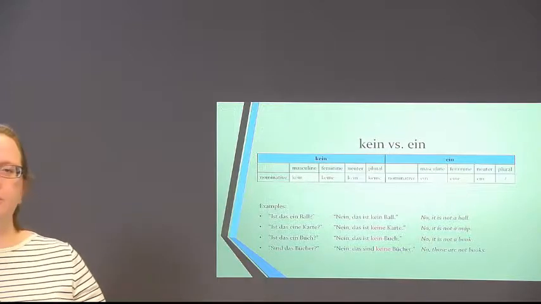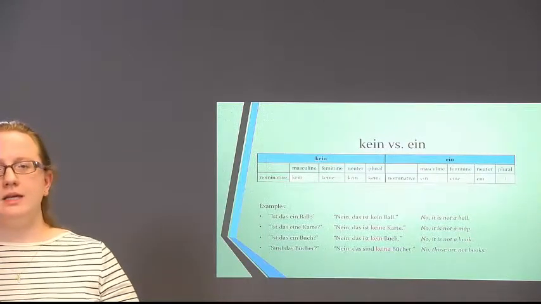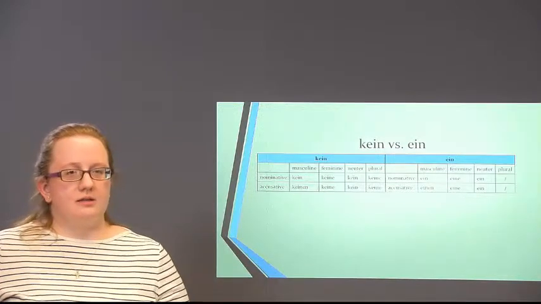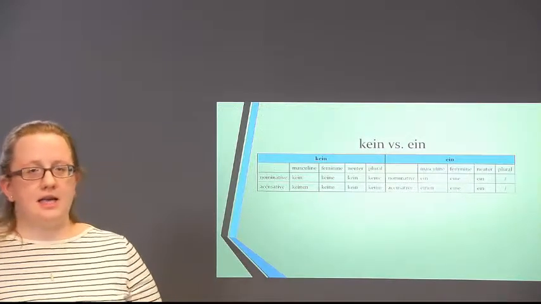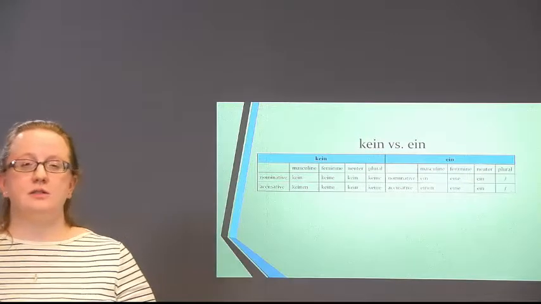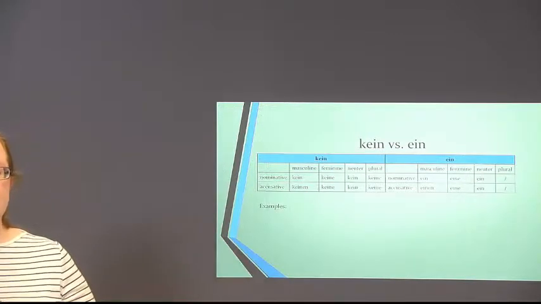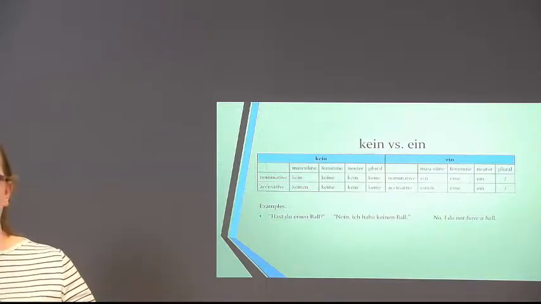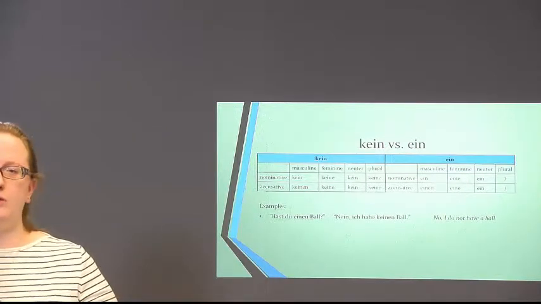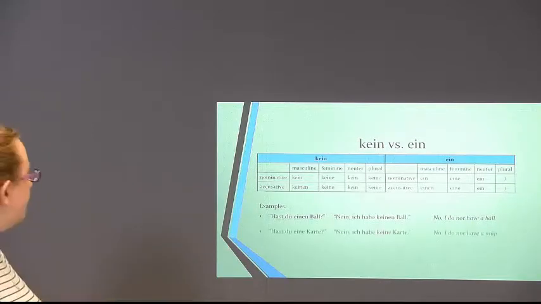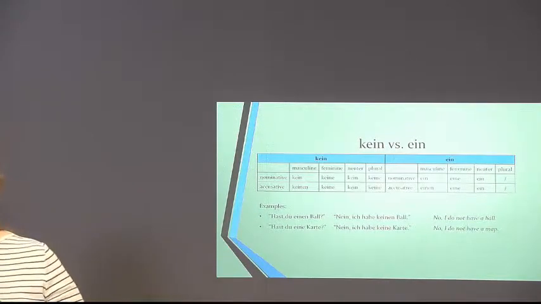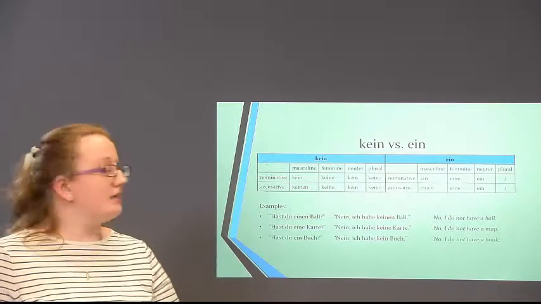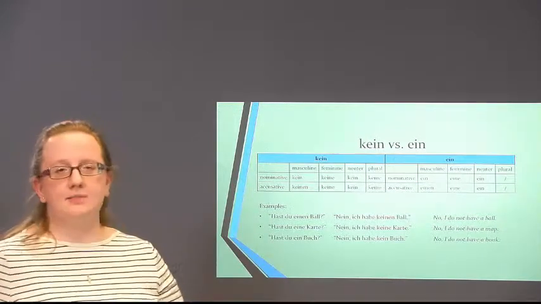Okay, so plural nominative. And kein carries over also into the accusative case, following the same exact pattern as the ein words. So here are a few more examples. Hast du einen Ball? Nein, ich habe keinen Ball. No, I do not have a ball. Hast du eine Karte? Nein, ich habe keine Karte. I do not have a map. Hast du ein Buch? Nein, ich habe kein Buch.